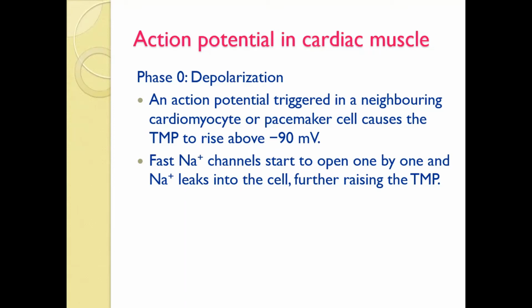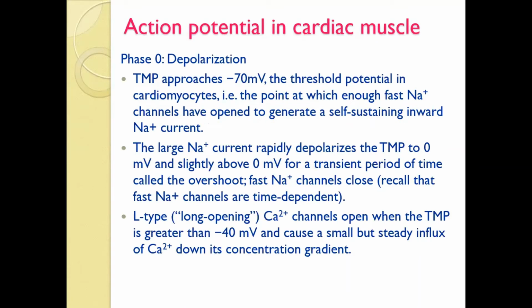Still under depolarization, the transmembrane potential approaches negative 70 millivolts. This allows more fast sodium channels to open and more sodium ions to enter the cells. The large sodium ion current depolarizes the transmembrane potential to 0 millivolts and slightly above 0 millivolts. That is the period called overshoot, the term I explained earlier. So it's slightly higher than 0 millivolts.